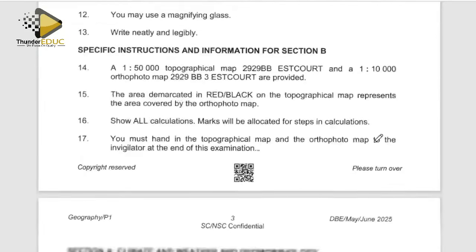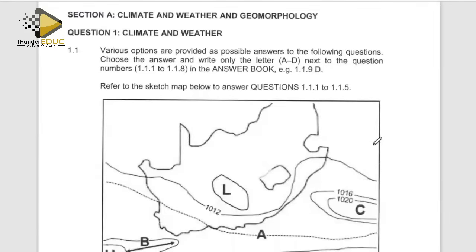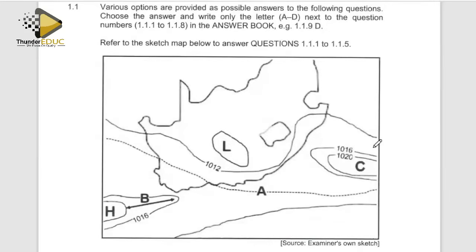Right, we go on to our questions. Our first question, on climate and weather, which is question number 1.1, is based on the sketch map which is provided. We'll just try to analyze the sketch map so that we have a better understanding of what is happening on it. This sketch map is showing the Southern African subcontinent, and we have a low pressure cell over the interior, a high pressure on the extreme east, and another high pressure on the western coast of the Southern African subcontinent.